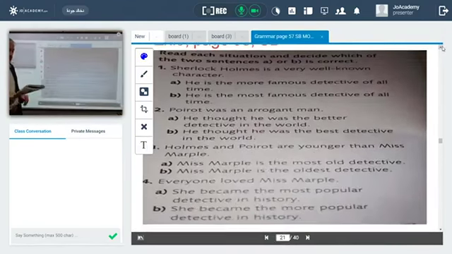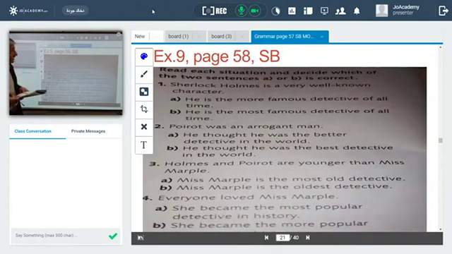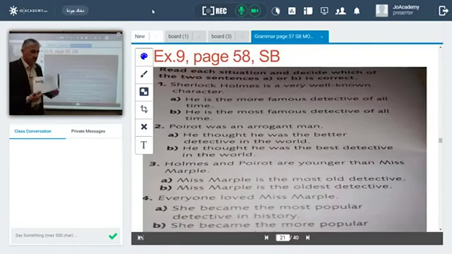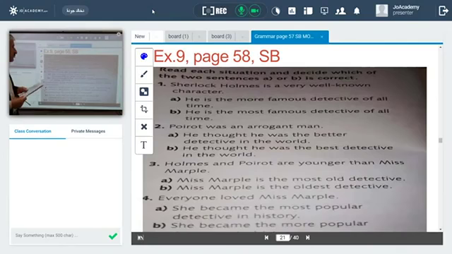Now let's go to page number 58, exercise 9 from your student book. We have to do this exercise. We have 4 sentences and we have to choose between A and B. Every sentence has 2 answers and we have to choose the right one. Read the situations and decide which of the 2 sentences A or B is correct. The first one is saying Sherlock Holmes is a very well-known character.